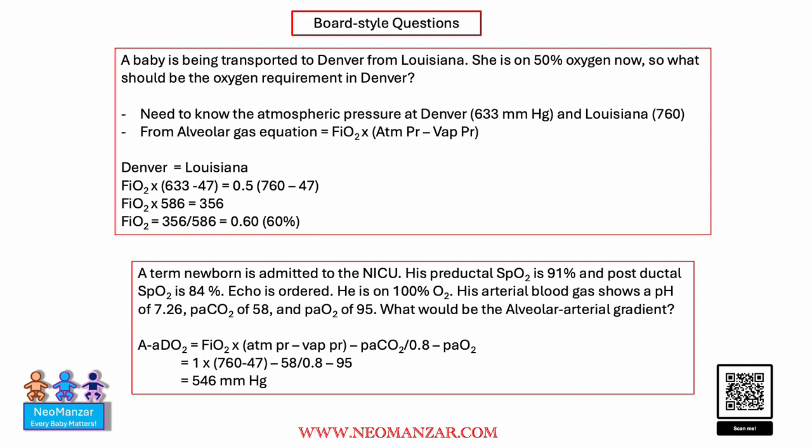So basically there are two ways you can decide about ECMO. One is OI, and I already have a separate video on that. And here we are calculating the alveolar arterial gradient. And this is also one of the indicators used to classify or to decide if the patient needs to be on ECMO or not.